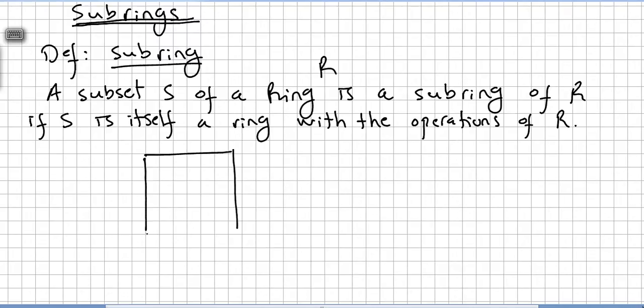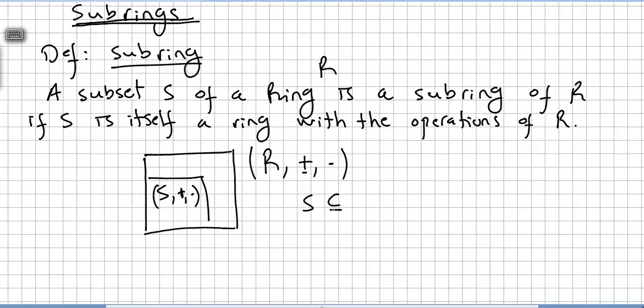Okay, so let us say we have a set here under the operations addition and multiplication, and this is a ring. If we have a subset S under addition and multiplication, where addition is the same operation as in R, and multiplication is the same as this one, then we say S under those two operations is a subring.